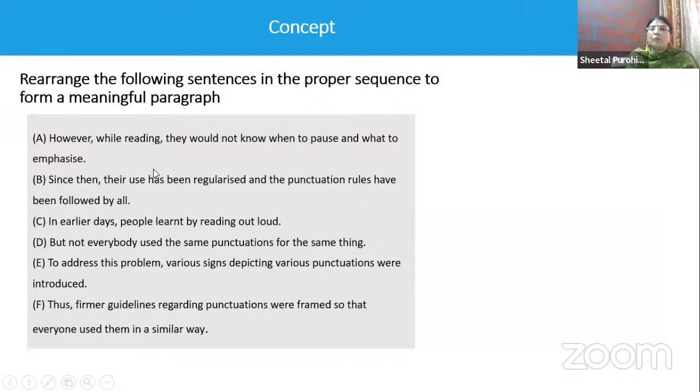And then there is a problem with that. With that reading out loud, they were not able to know where to stop and what to emphasize. So from that time, they started regularizing the punctuation. So it has to be first C, then A, then B. Then in the B, they have introduced the punctuations. Then it should be contrast to that.